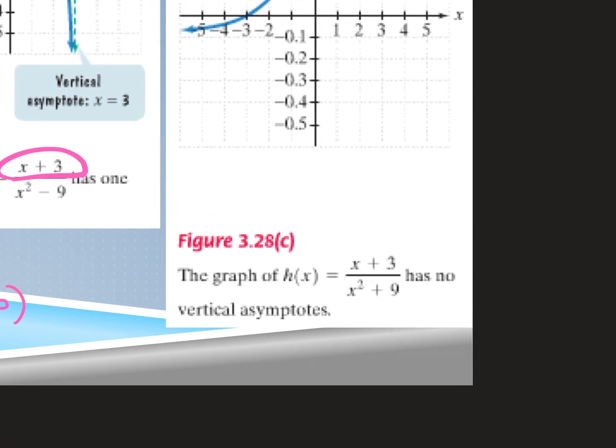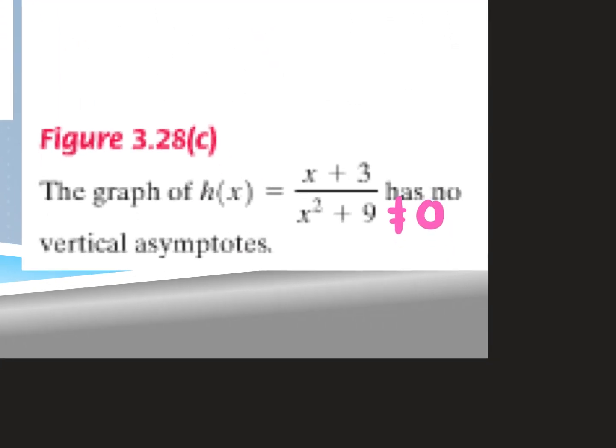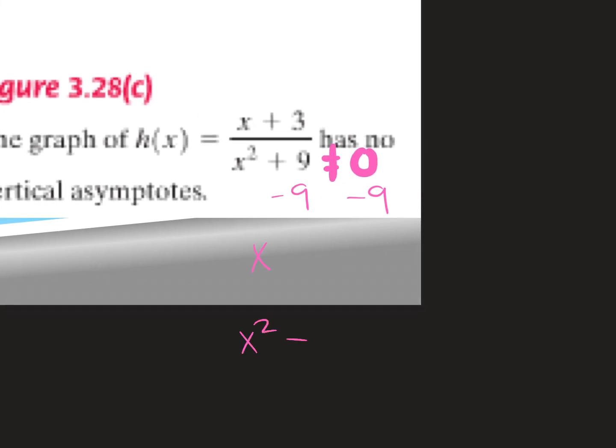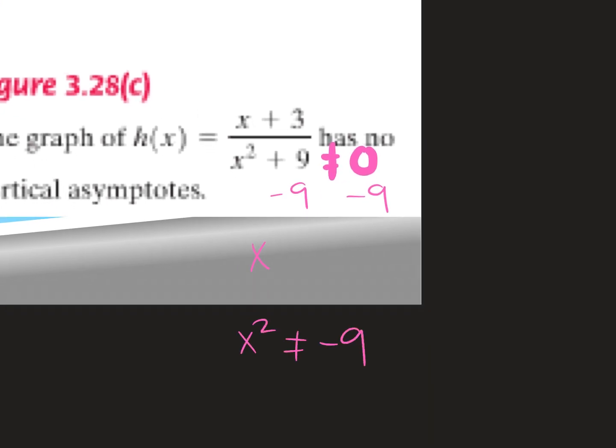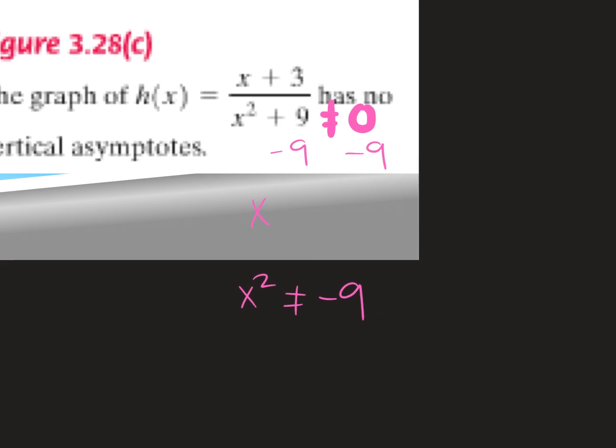And then looking at our third graph, if I set the denominator equal to 0, or let's say not equal to 0, we'll find the domain first. If I set my denominator not equal to 0, solve for x. We subtract 9 on both sides, so x squared does not equal negative 9. How would I solve for x next? Take the square root. Can I take the square root of negative 9? No. So what do you think my domain's going to be? Negative infinity to positive infinity.